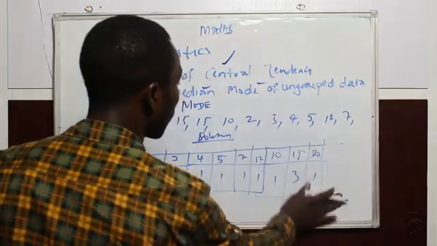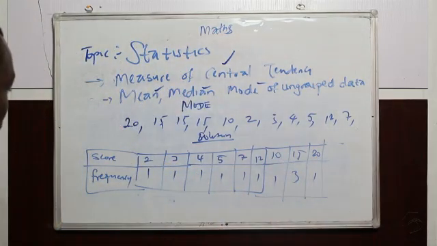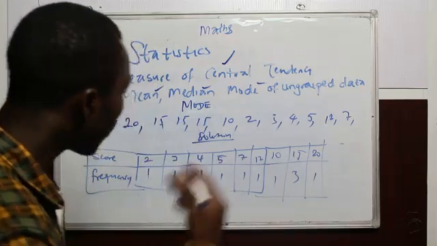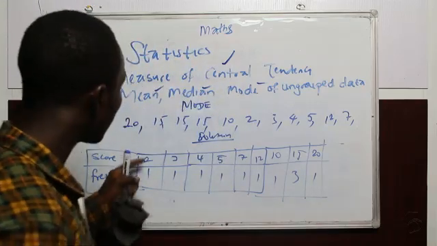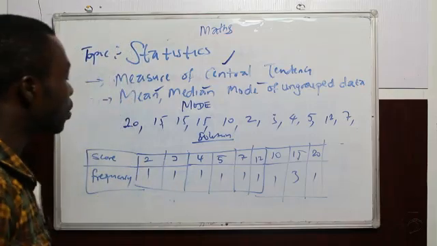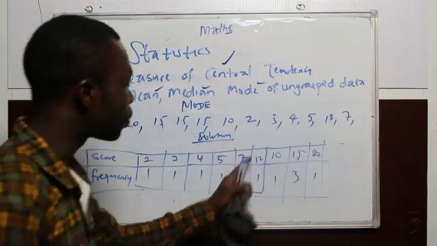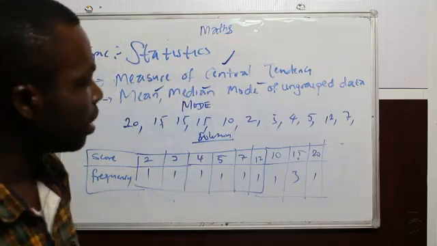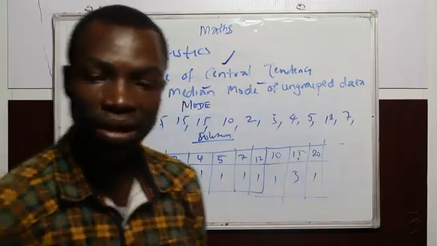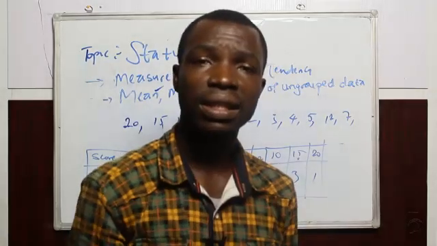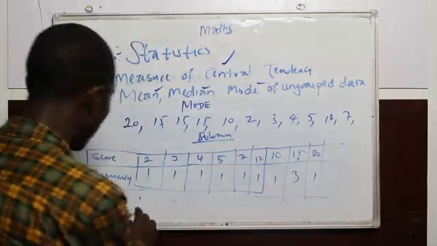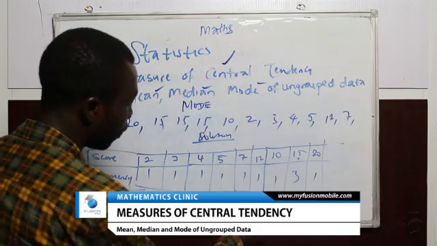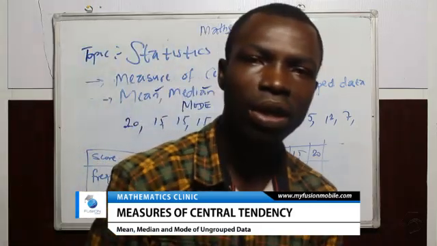Now, from our table, it's very glaring the marks they score and the number of times they score these marks. That is, how many students score 2 was 1. How many students score 3 was 1. 4, 1, 5, 1, 7, 1, 12, 1, 10, 1. But here, we have 3 students that score 15 marks. This is telling us that this is the most occurrence, the highest frequency in this question. Therefore, 15 is the mode. That is how we can calculate our mode.